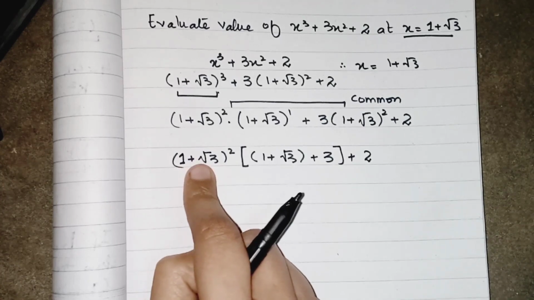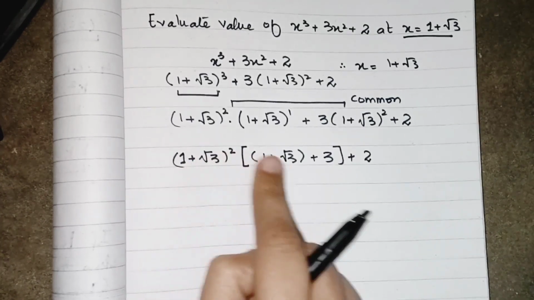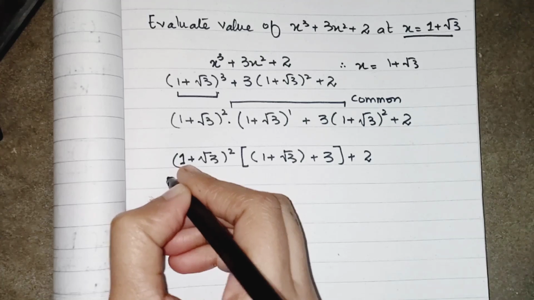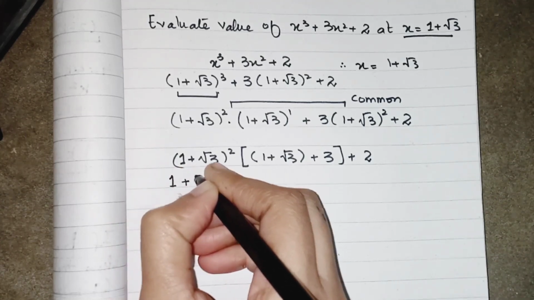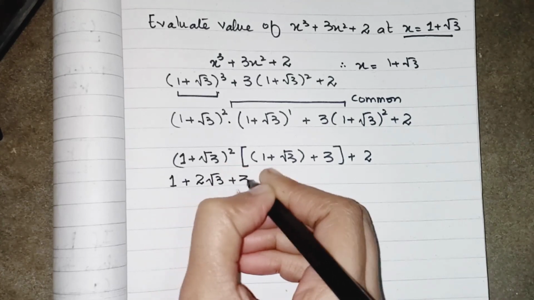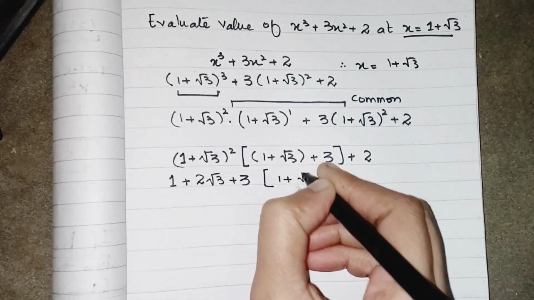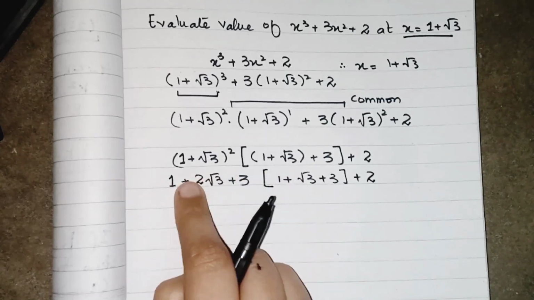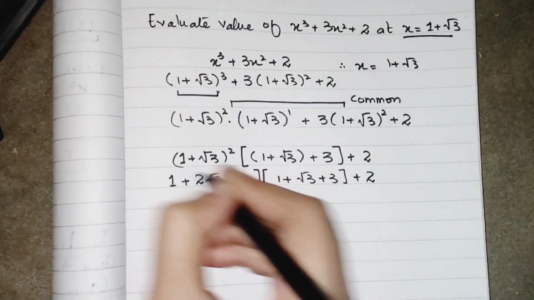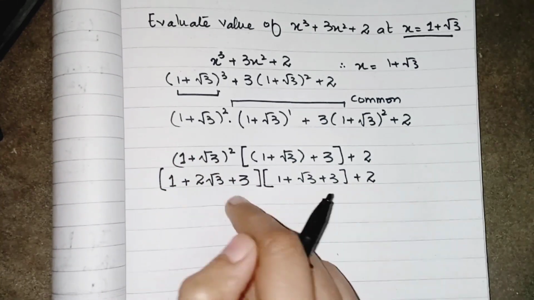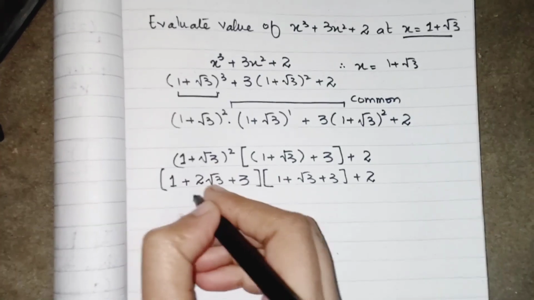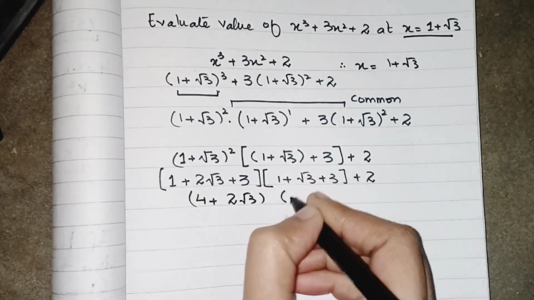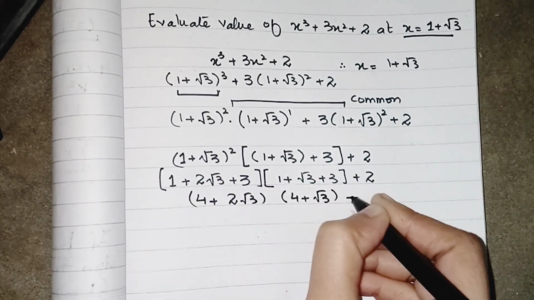Now over here I just have to apply the formula of a plus b whole square instead of applying two formulas or getting 2 or 3 equations by using the division theorem. A square plus 2ab plus b square inside the bracket, 1 plus root 3 plus 3, plus 2. Remember, these two brackets are multiplied. Once they multiply to each other, then we will add 2. 1 plus 2 root 3 plus 3; root 3 will not be added, so we add 1 plus 3, which is 4 plus 2 root 3. Times 4 plus root 3, plus 2.